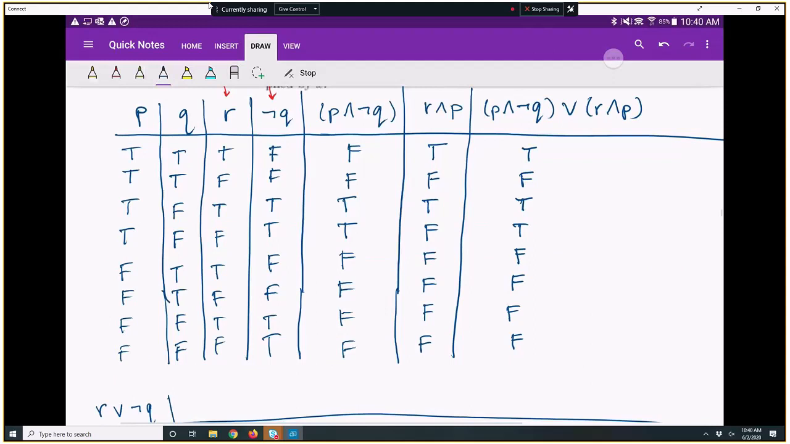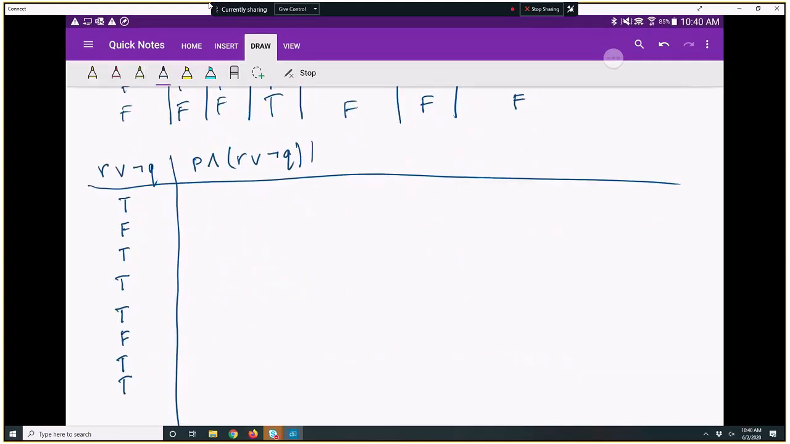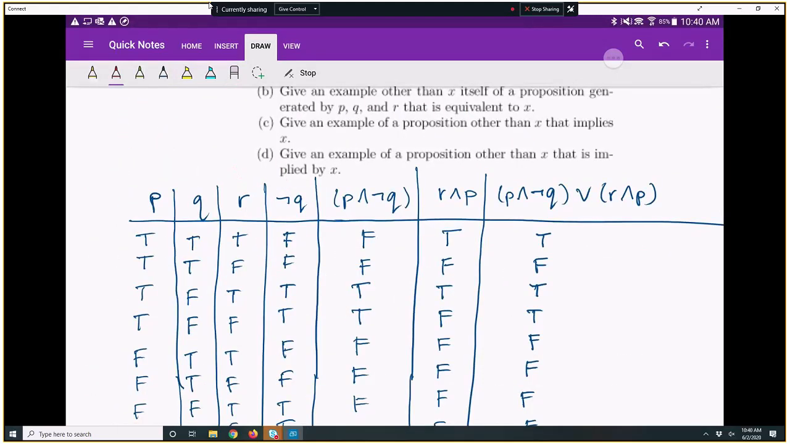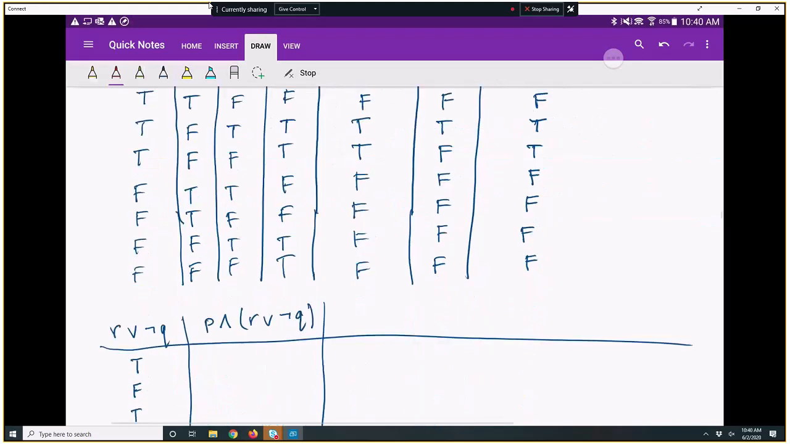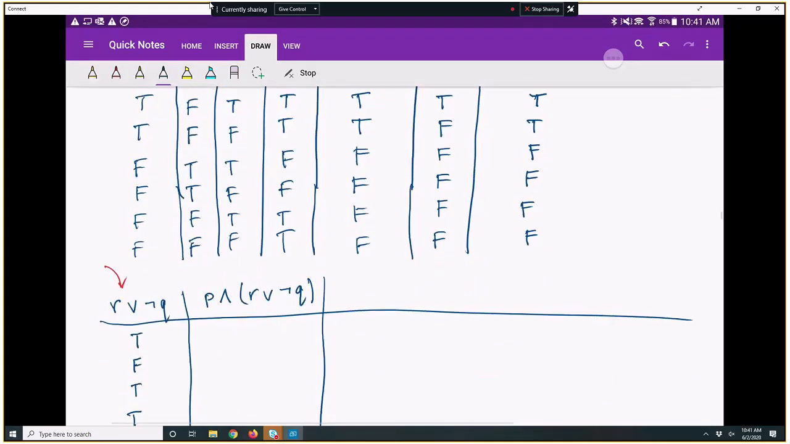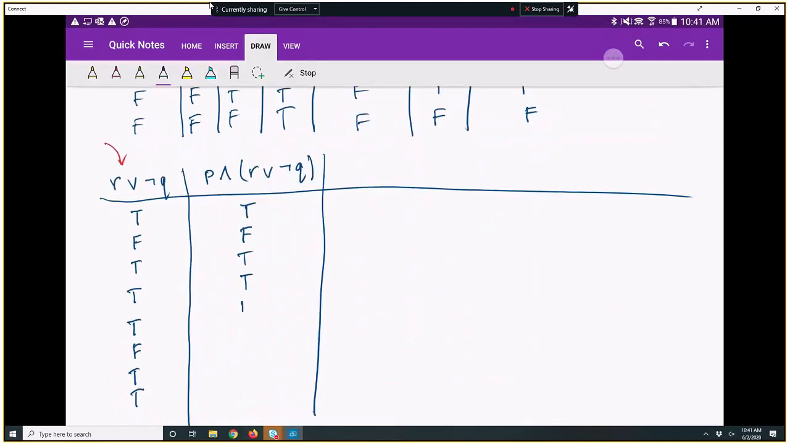Now let's do P and R or not Q. So now I'm looking at P and R or not Q. I need both values to be true. So it looks like I should have true, false, true, true. Then false, false, false, false.